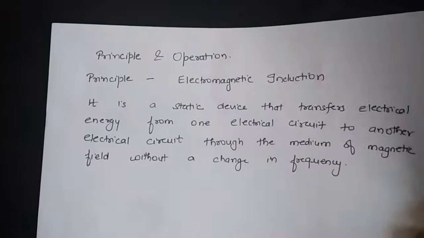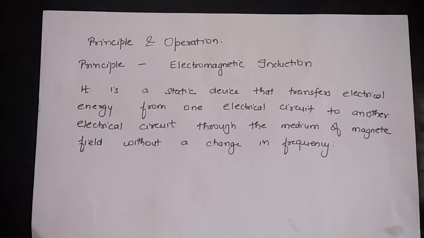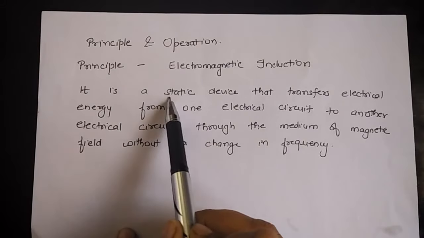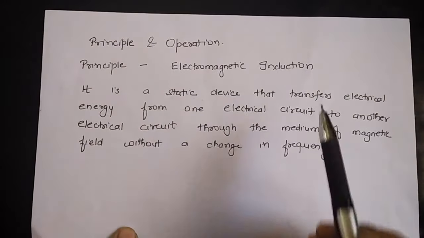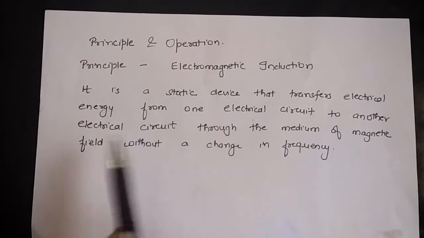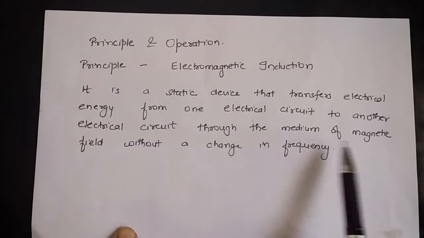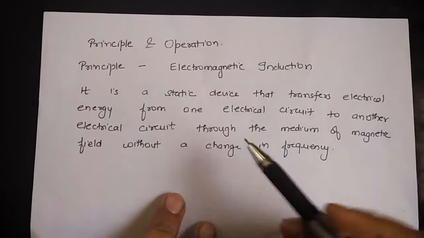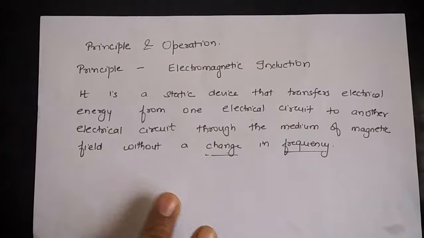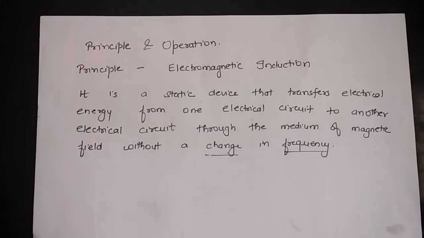As we all are familiar with the transformer, the principle on which the transformer works is what? It's electromagnetic induction. And as we know, it's a static device. Remember, it's a static device that transfers electrical energy from one electrical circuit to another electrical circuit through a medium of magnetic field. And the important thing is it does so without a change in frequency. The frequency is always kept constant.